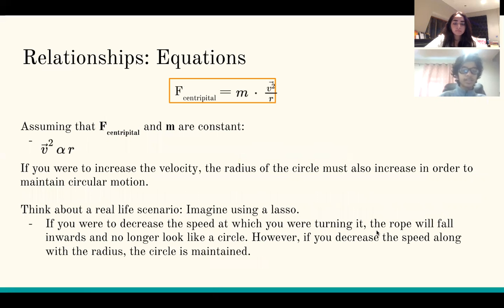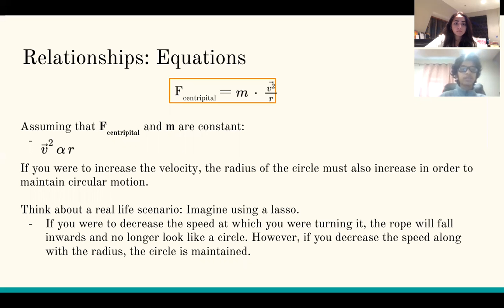As we mentioned, the centripetal force is equal to mv squared over r, where the centripetal force, as Tanvi mentioned, is a force that's causing the object to swing in a circle. Usually it's a kind of tension force, or in the video, it was an applied force by the hand. From this, we can see that velocity squared is proportional to r. That means that if you were to increase the velocity, the radius of the circle must also increase in order to maintain circular motion.